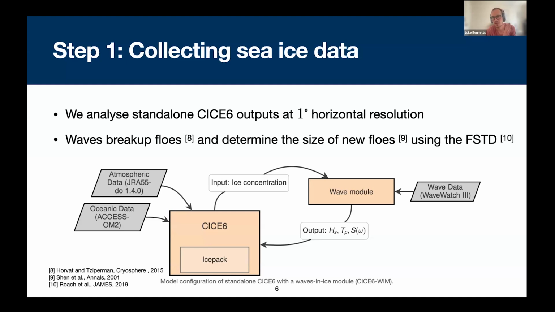It's just a 1-dimensional model. We just run along constant longitude, so we're going directly south in terms of the waves. It's forced by WaveWatch 3 data, so we pick up some mean wave properties close to the ice edge, and then we feed those into the wave in ice module, and then the attenuation takes over from there. We run the model for 10 years, 2010 to 2019, and then we take all of the data for the sea ice in the Southern Ocean and analyze that.